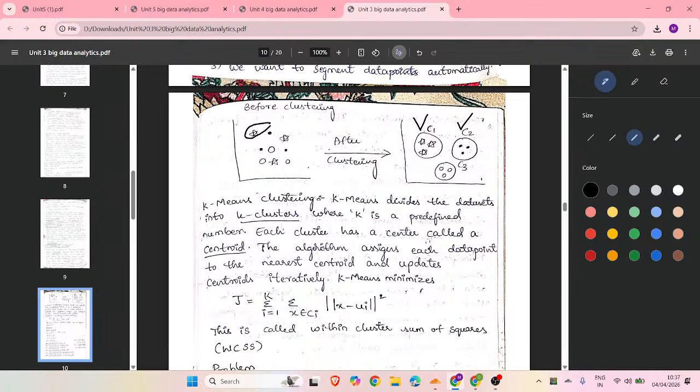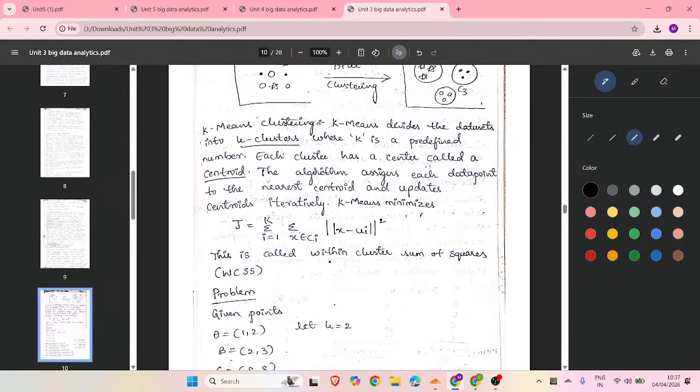So that is about clustering. Another major topic in clustering that we go through is the important technique, k-means clustering. K-means divides the data set into k clusters, where k is a predefined number. We can define anything. If we define k equal to 2, then it is two clusters. If we define k equal to 3, then it is three clusters. In such a way the k is defined, which is why we call it a predefined number.